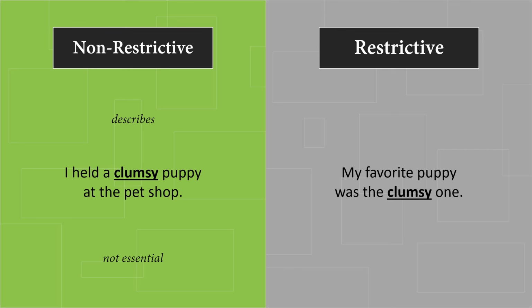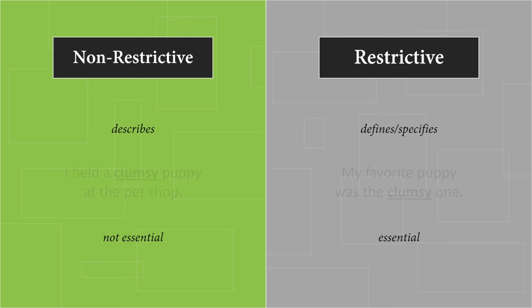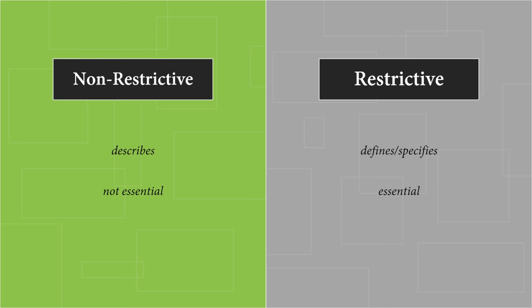The second sentence, on the other hand, seems like it's missing something. "My favorite puppy was the one" technically is grammatically correct, but it fails to hold significant meaning without that adjective. This means that the modifier clumsy is essential to the sentence because it defines or specifies the noun that it modifies. This is the distinction between non-restrictive and restrictive modifiers.